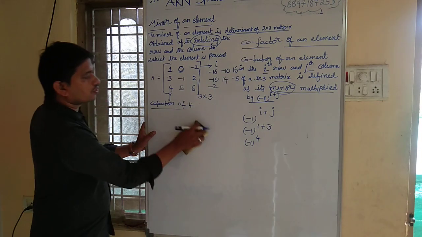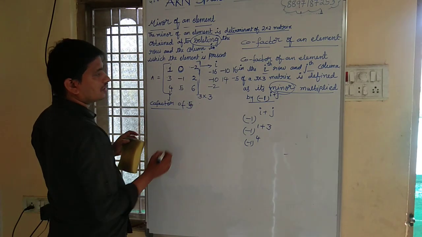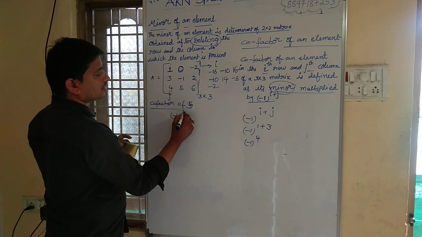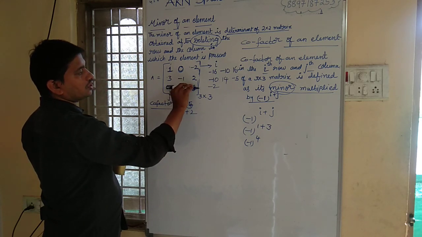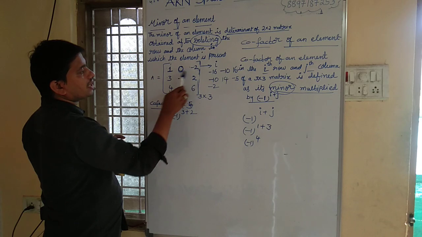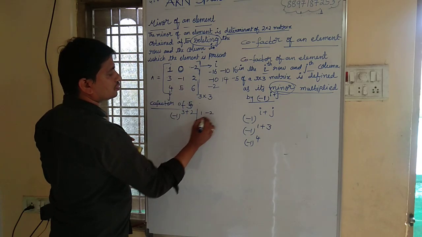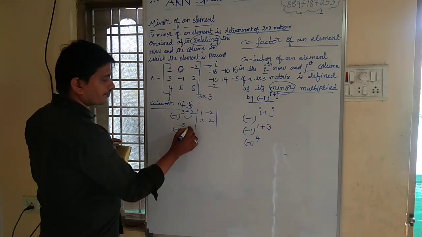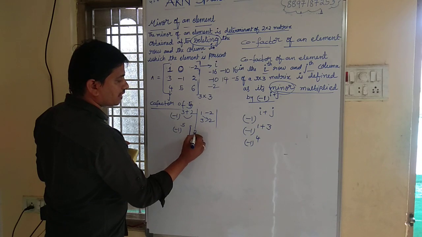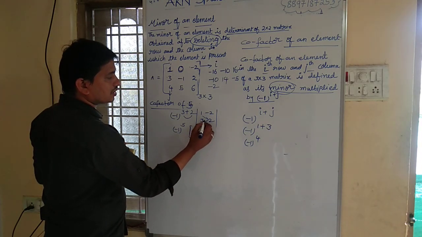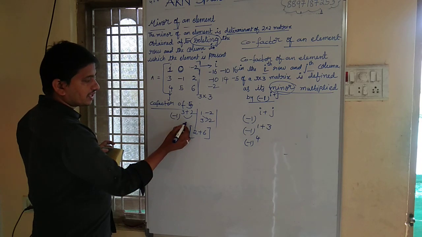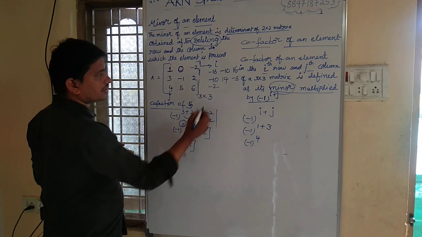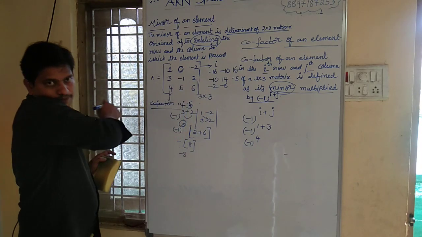Next, let us find the cofactor of 5. 5 is in third row, second column. Minus 1 to the power third row, second column. Corresponding row, corresponding column you remove. Elements are 1 minus 2, 3, 2. Minus 1 to the power 3 plus 2, 5. a1 b2, 1 into 2, 2, minus into minus plus, 3 into 2, is 6. If the power is odd number, result will be negative. 2 plus 6, 8, children. So minus 8. So cofactor of element 5 is minus 8.